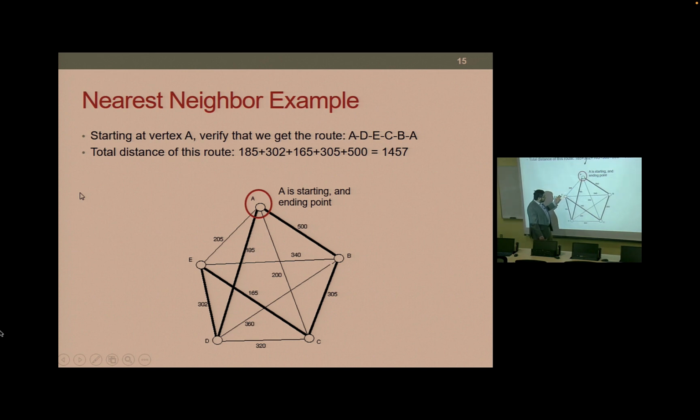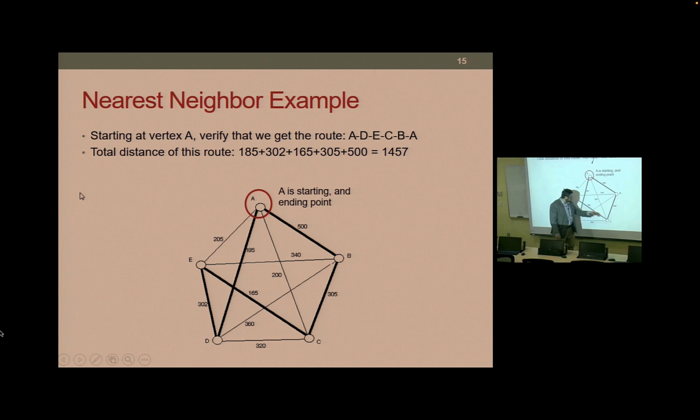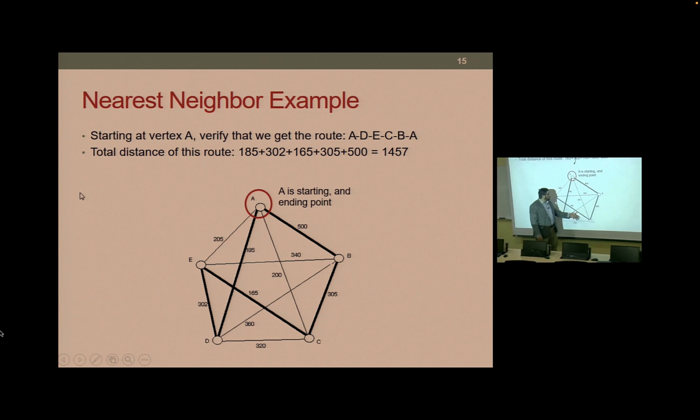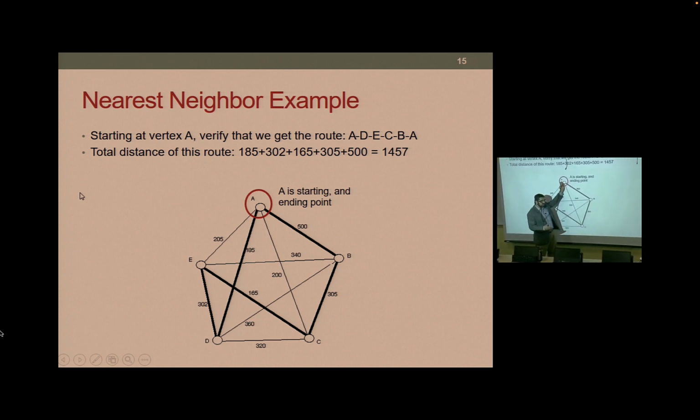So now only 2 points are left, B and C, which are not visited. So from E we check, okay, B is 340, C is very close, it's only 165, so we go to C. From C we can only go to B because everything else is visited, so we just go to B and then we go back to A, because you have to end where you started from. You have to have a complete milk run. So once all points are visited, so at B everything has been visited, you just return back to the starting point.